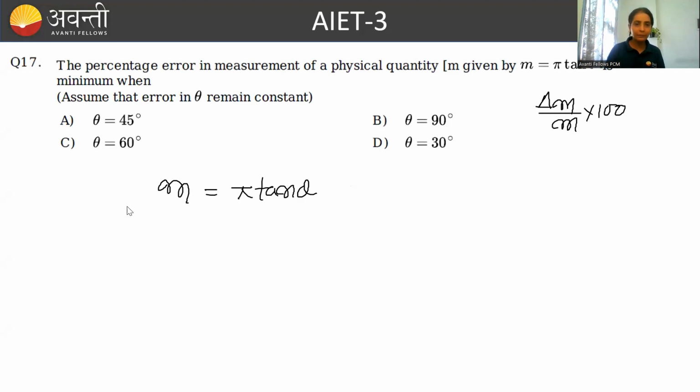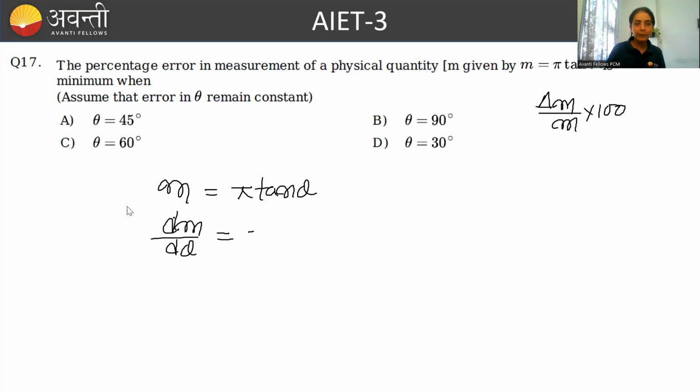Let's first do one thing. Suppose I'm calculating dm by d theta. Suppose I'm doing it, because here you can't directly calculate delta m since there is a theta term. We need to do something with this. Then this is a trigonometric function, and wherever a trigonometric function is involved, we go like this.